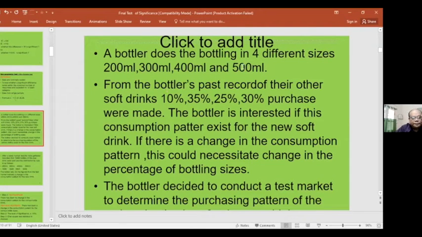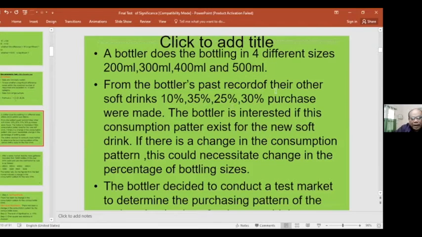You look at the question. A bottler does the bottling of 4 different sizes: 200 ml, 300 ml, 400 ml, 500 ml. These are nominal, just category. Nominal scale means just naming.